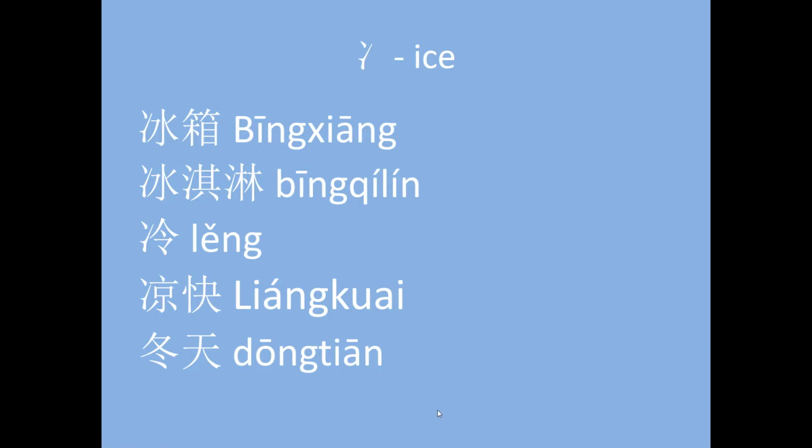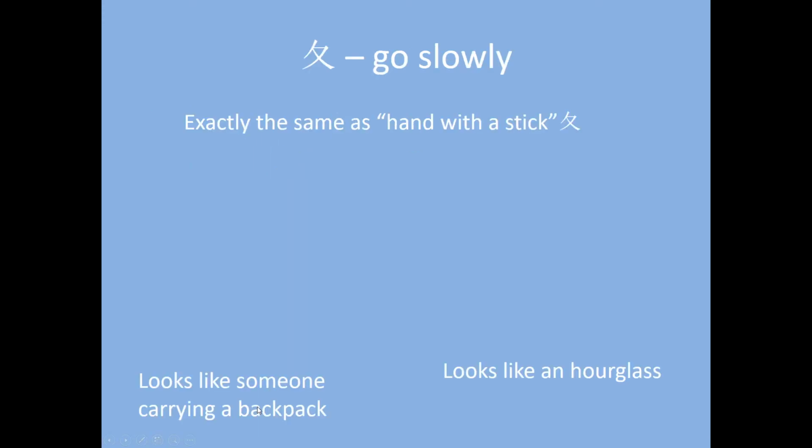So there's two radicals we need to know before we learn the characters for seasons. The first is ice, the two drops, similar to the 3 drops of water. We've seen this before in 冰箱, 冰淇淋, and now we're going to see it in a bunch of words related with cold, like 冷 for cold, 凉快 for cool, and 冬天 for winter.